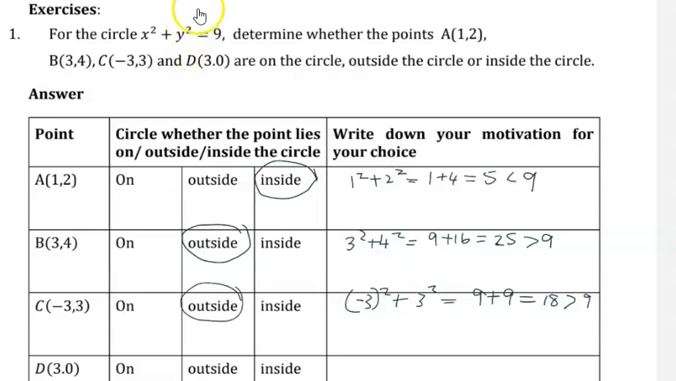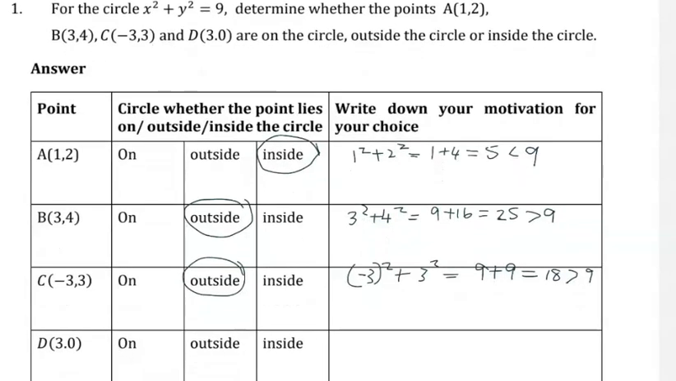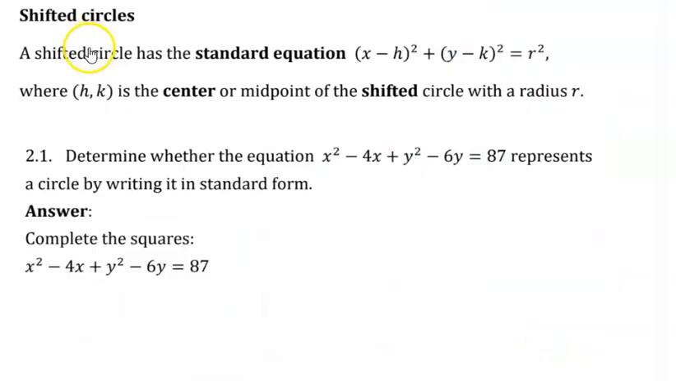And lastly, if I get the point 3, 0, then I will have 3 squared plus 0 squared, that is equal to 9. That is equal to the 9 of the circle. This is the same thing, so therefore it is on the circle.